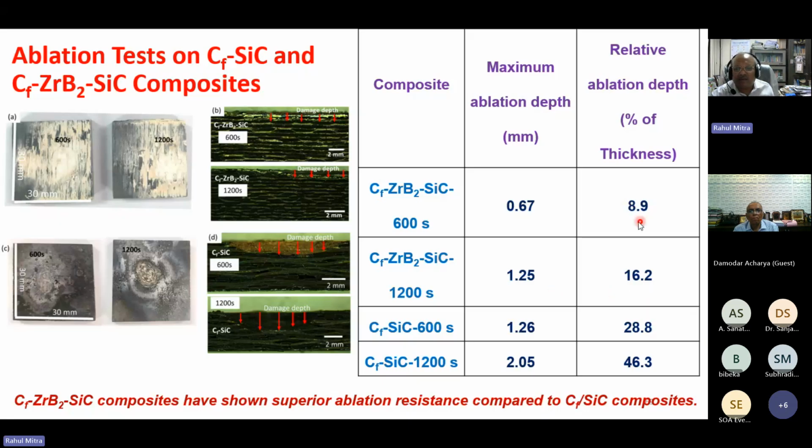You can see ablation depth here is only 8.9 and 16.2. And here it is 46.3 for the same duration for CF-SiC. So this is actually 3 times more compared to, and here also it is 3 times more. So there is significant improvement in ablation resistance on infiltration of ZrB2-SiC slurry into carbon fiber silicon carbide composite. So that is the reason why this work is justified.